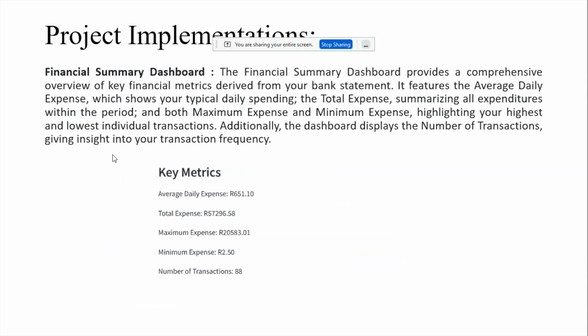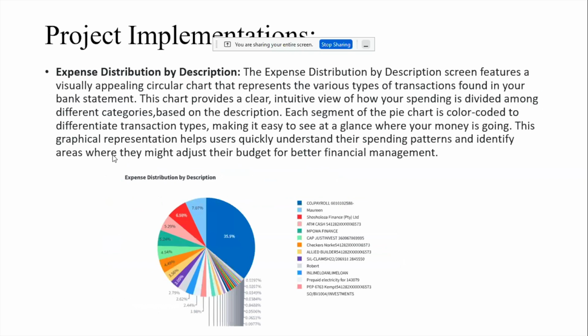Talking about the financial summary dashboard. The financial summary dashboard is the heart of the analysis, providing key metrics such as the average daily expenses, total expenses, maximum expenses, minimum expenses, as well as the number of transactions. The expense distribution by description gives a circular chart to represent how expenses are divided among different types of categories.